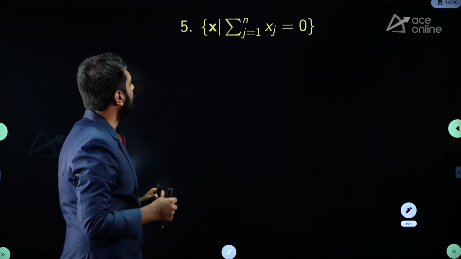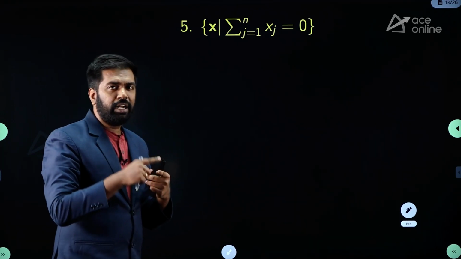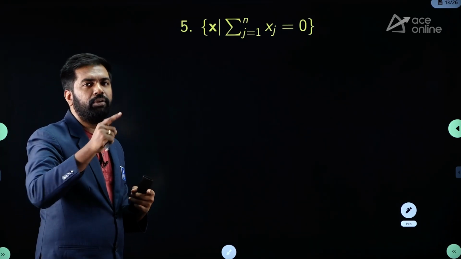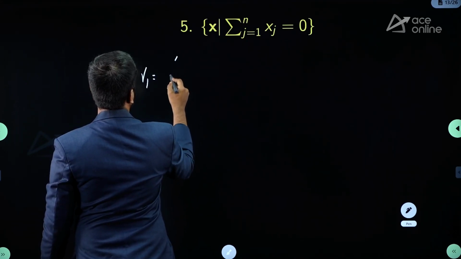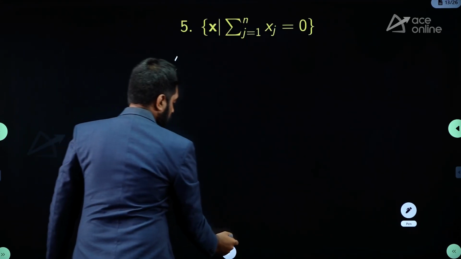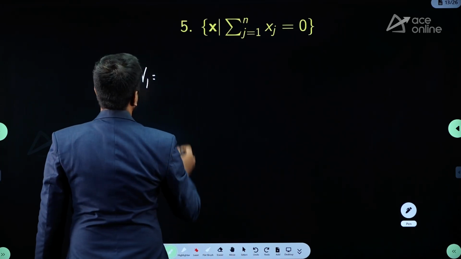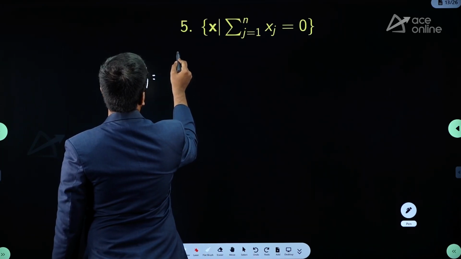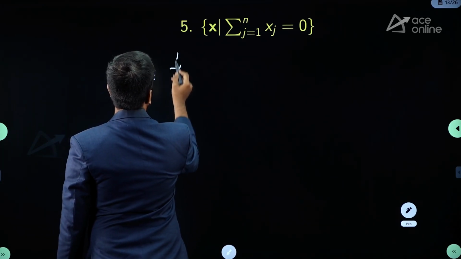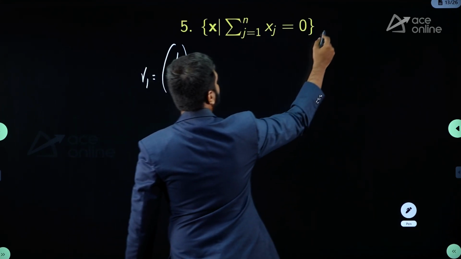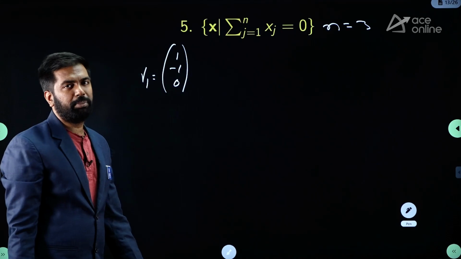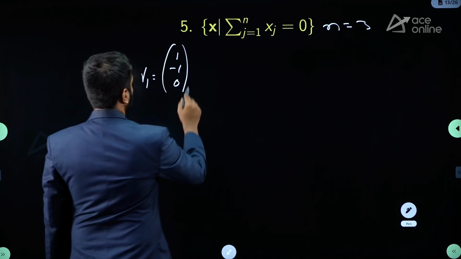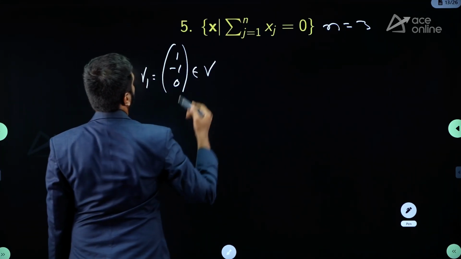Let's look at this. You take a set of vectors such that when you add all the components, it should give you 0. Let me try. Let me take V1 as 1, 0. Okay, so the sum should be 0, right? So let me try like this, 1, minus 1, 0. Like I said, to solve these problems, I am taking 3-tuple vectors for verification purposes. So will this belong to V, students? Of course, it belongs to V.